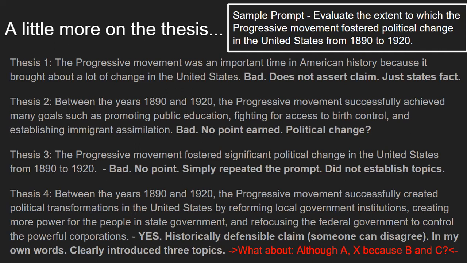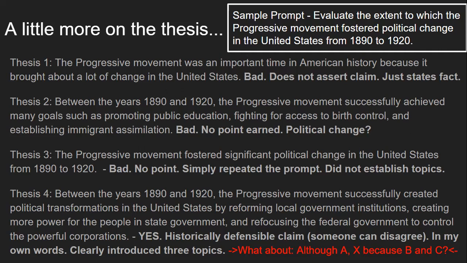Okay, thesis number 3: the progressive movement fostered significant political change in the United States from 1890 to 1920. Now, what I did in this third one is different than what I did in the first one. In the first one, I didn't mention political change. I didn't mention the time period. So in the third one I did, that's better, but I still didn't make an argument. I just repeated the prompt. I also, in thesis number 1 and thesis number 3, didn't establish my 3 topics. Thesis number 2, I established 3 topics. They were just for the wrong theme, right?